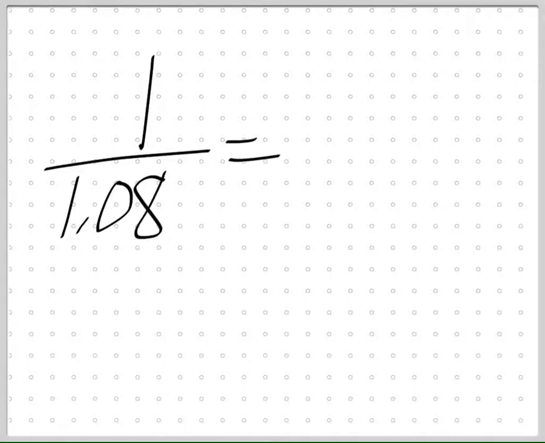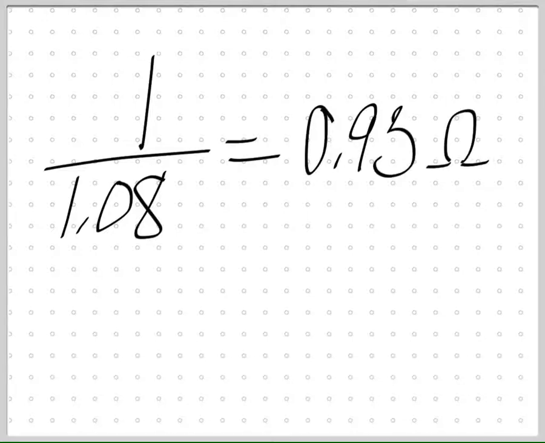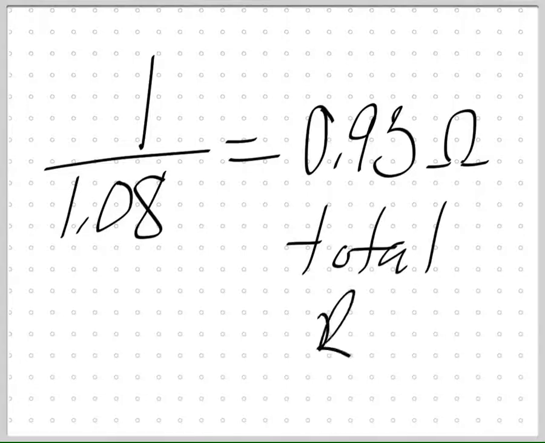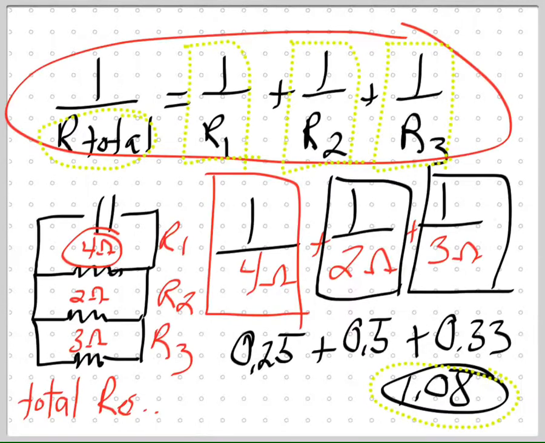So now you would take your 1 over 1.08, and then you would divide it. So you just go 1 divided by 1.08 in your calculator, and you should end up with 0.93. There you go. And that is my total resistance for that circuit. Okay? It's that simple. Maybe that confused you. We'll try another one.